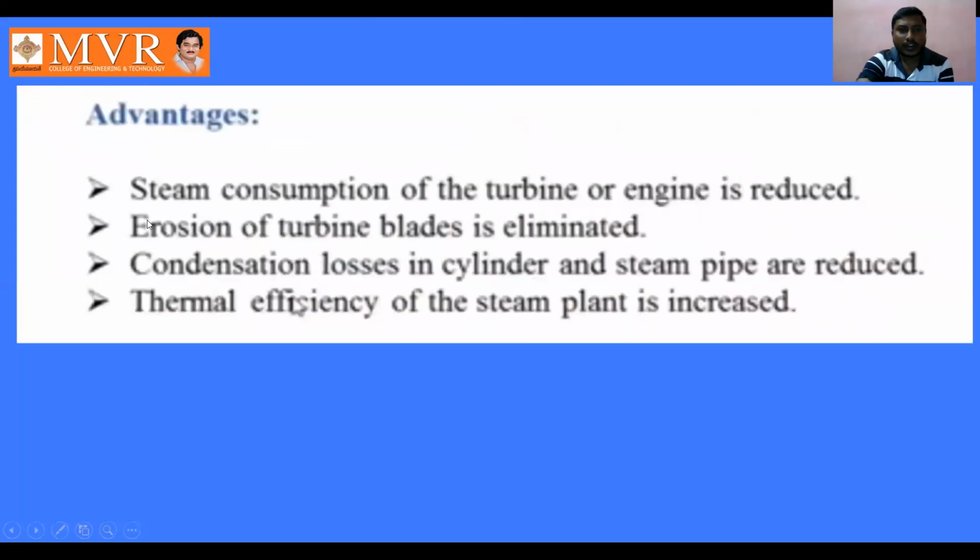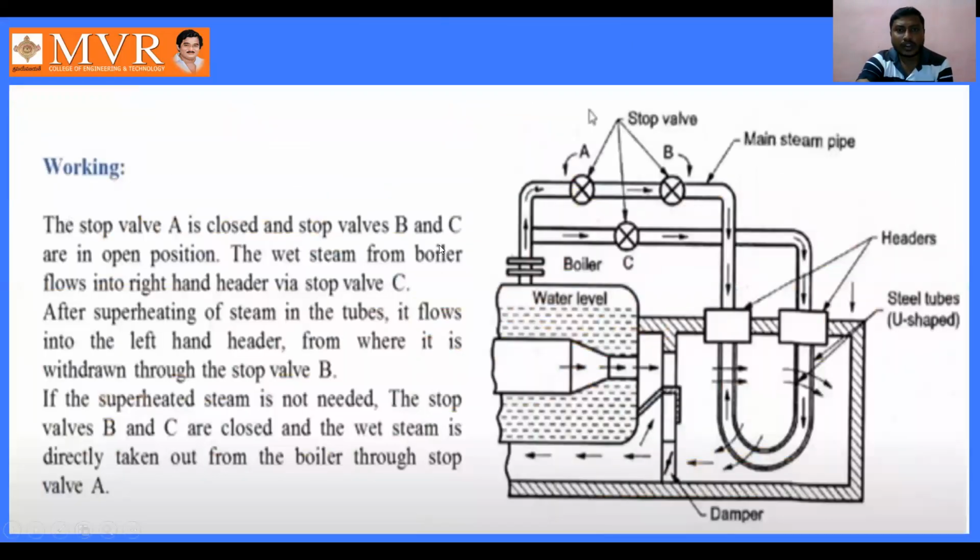This is the working, and we have some advantages. Steam consumption of the turbine or engine is reduced. Erosion of turbine blades is eliminated. Condensation losses in cylinder and steam pipe are reduced. Thermal efficiency of the steam plant is increased. These are some of the advantages of the superheater.